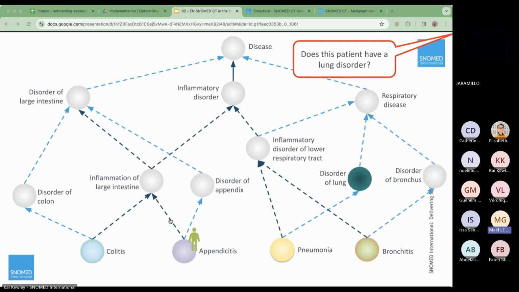We can do many more examples. For example, we can test if a patient has any disorder of lung. There's a patient down here in green who has appendicitis. And of course, the terminology server can tell us by looking up the hierarchy that appendicitis is not a disorder of lung. And this can be useful if we need to trigger decision support rules.